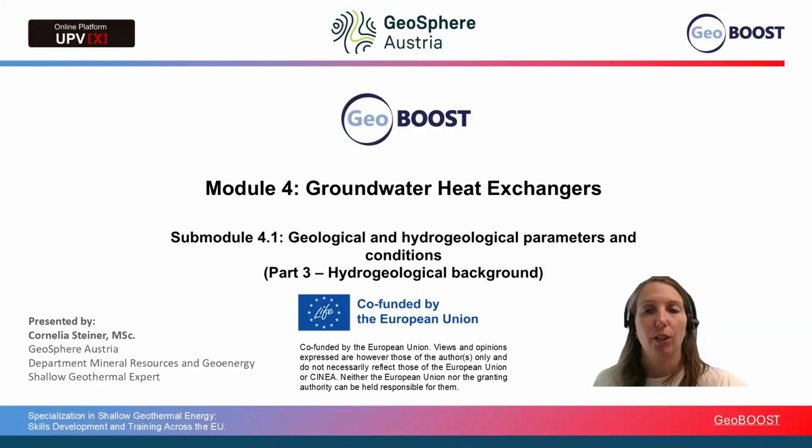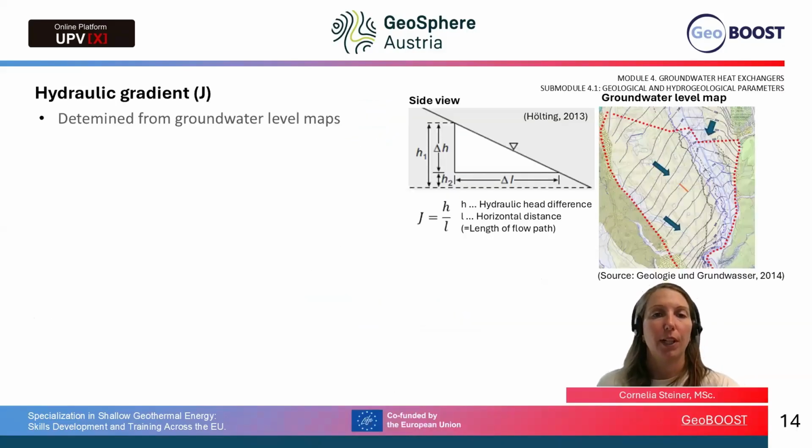Welcome back to the geological and hydrogeological parameters and conditions for groundwater heat exchangers. We stopped at the hydraulic gradient. This is another important hydrogeological parameter that depends on the water level. It equals the ratio of the difference in elevation of the groundwater table at 2 points compared to the horizontal distance between those 2 points. The hydraulic gradient can therefore be determined directly from the groundwater level maps.